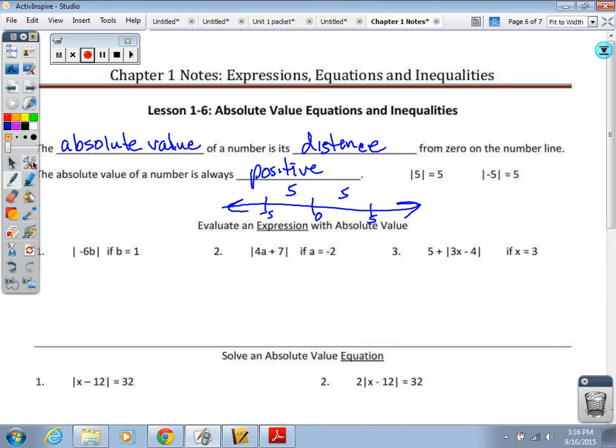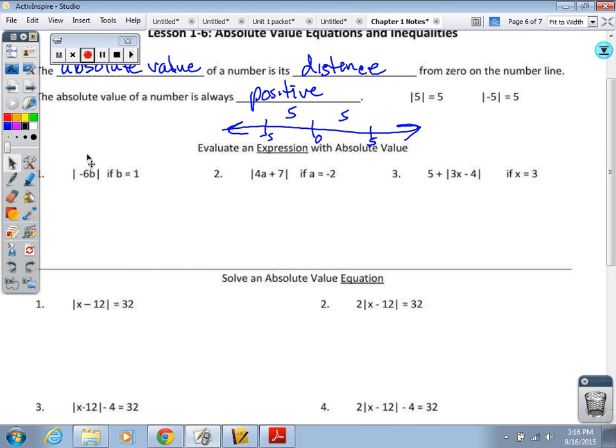So let's go ahead and move on. We have a few little problems where we want to do absolute value. What you're going to do is substitute in and then simplify. If you have the absolute value of -6b and b is 1, you're going to have the absolute value of -6 times 1. So the absolute value of -6 happens to be +6.